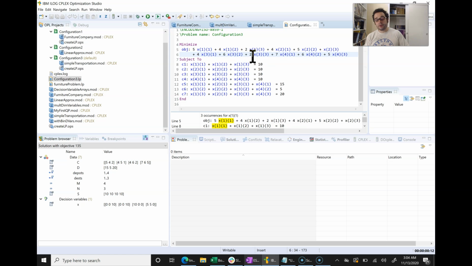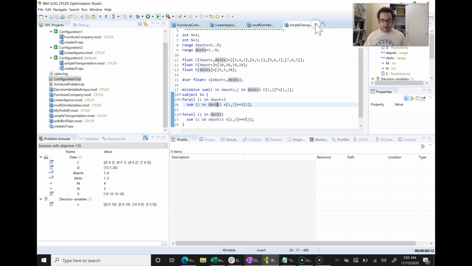So that's how you do sums and foralls in CPLEX. Pretty straightforward. Again, it's building on what we already know. And the next step will be loading in data.